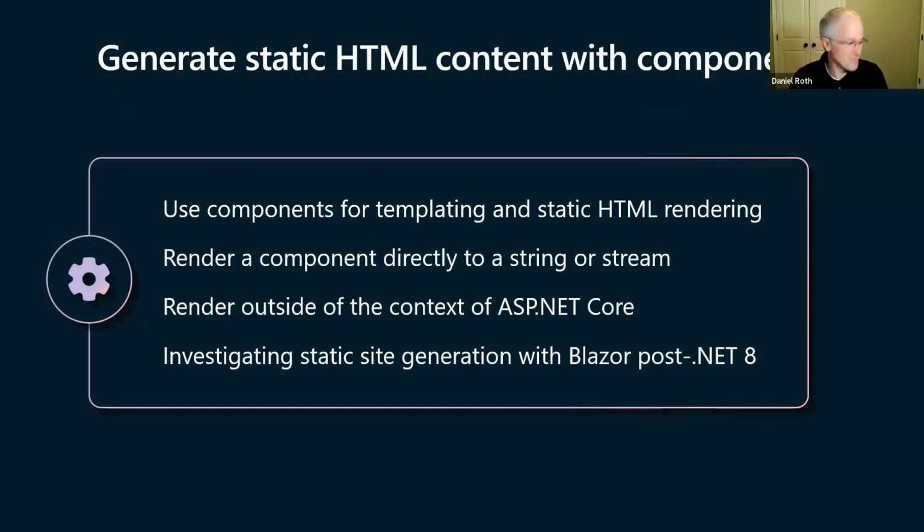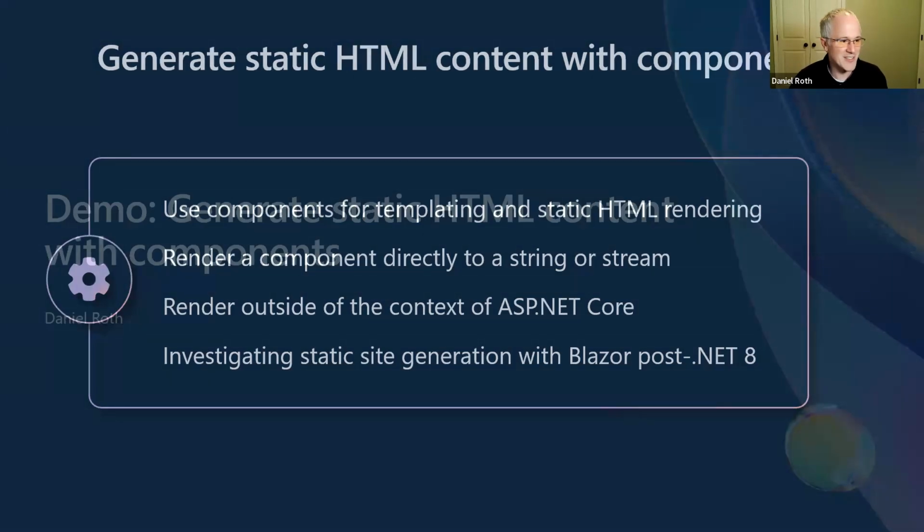You can just take a Blazor component and render it to a string or to a stream, like a text file, without having ASP.NET Core in the picture at all. This is useful if you want to do templating of content, like you want to generate some HTML just using Blazor components as your templating model. This is laying some foundational work for static site generation support post .NET 8. It's pretty cool. You should check it out. You can basically build a console app that just renders Blazor components to text.